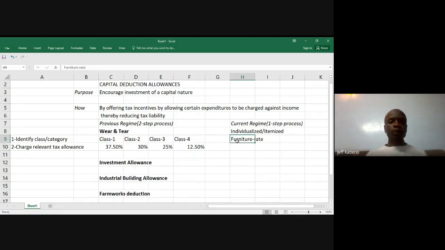So you just go through the itemized list and you apply it directly. There are no classes, there is no complicated process. So with this one, the government is trying to simplify the tax procedure and compliance. I think this is a very good step, a step in the right direction.